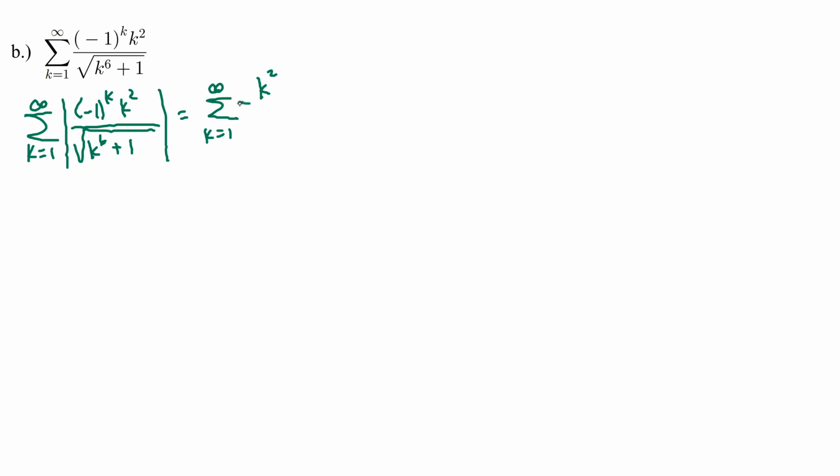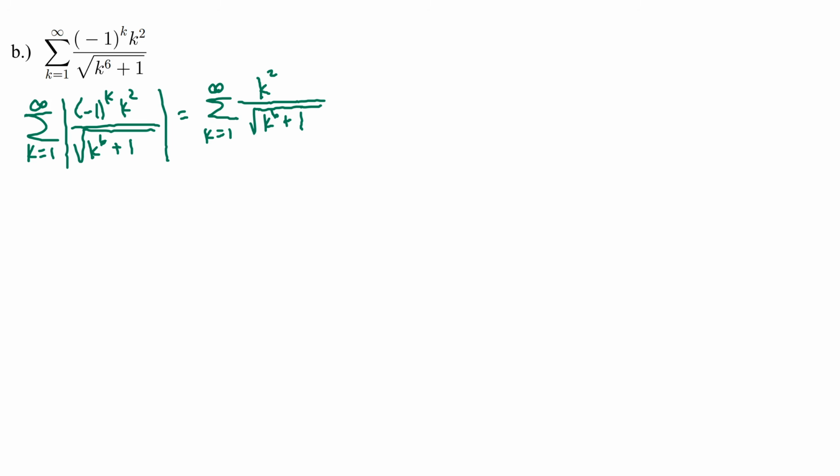k squared is always positive, and the square root of k to the 6th plus 1 is always positive. So we can even drop our absolute value bars. So looking at this series with fresh eyes, because it's a little different than the original, we now need to choose an appropriate test. First thing that pops into my mind is the divergence test. If I take a limit at infinity, notice because the degree of the denominator is bigger than the degree of the numerator, the limit is going to be 0. So the divergence test is inconclusive.